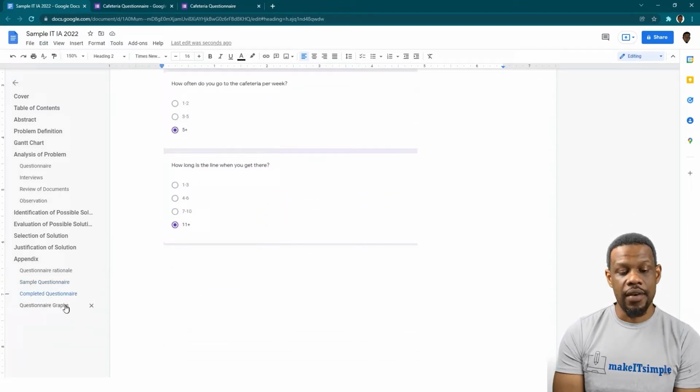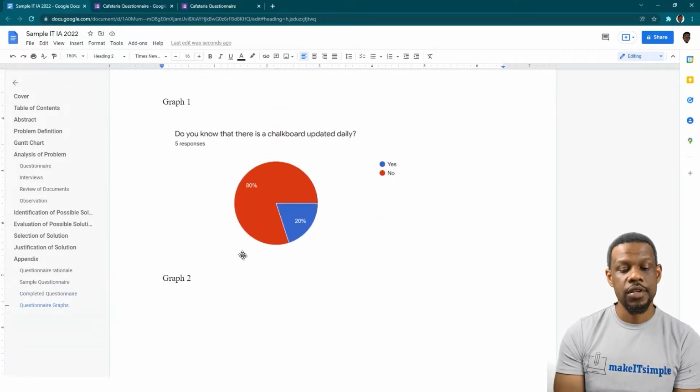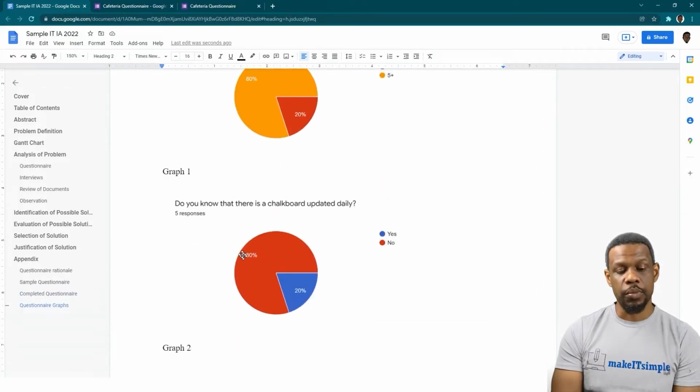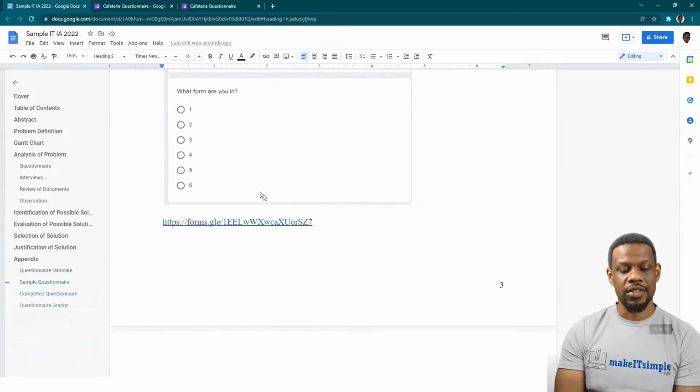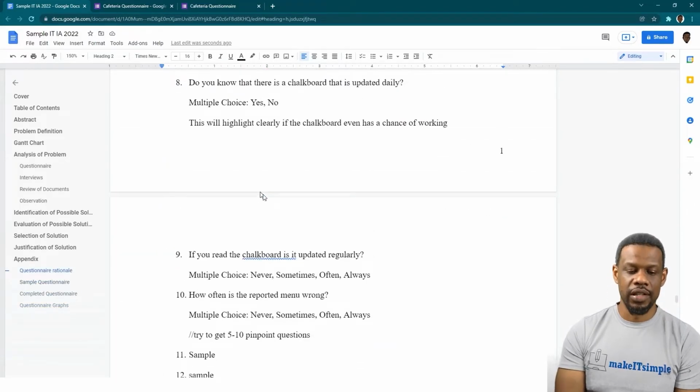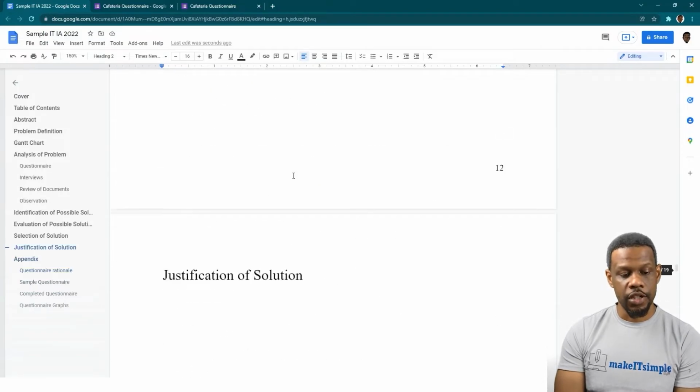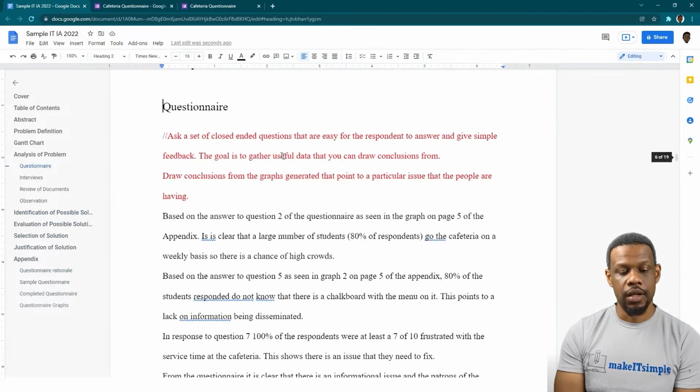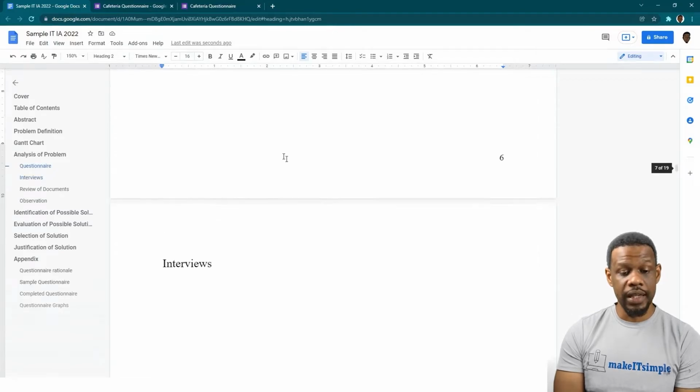And then the questionnaire graphs, these are the graphs that you're going to reference when you are writing in your document, because the appendix doesn't count to your word limit. So all these things inside here, you could just go crazy with it, but the appendix will usually have a lot of pictures and all that stuff in it. So you go back up, questionnaire is done. Our next journey will be the interviews.